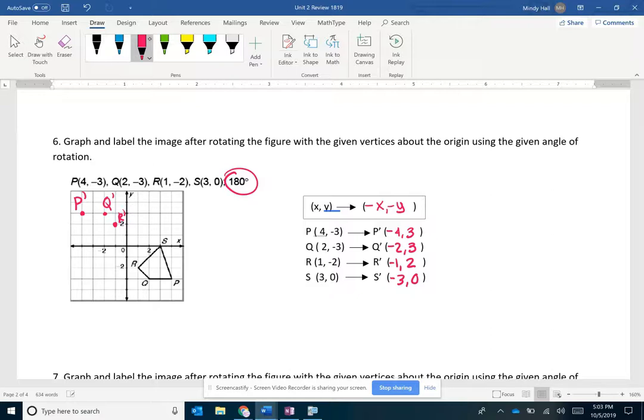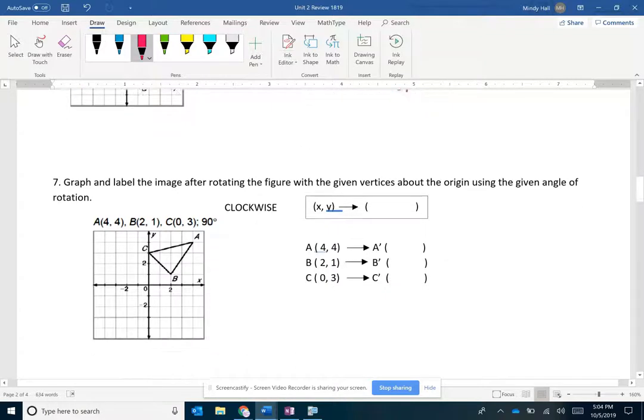And S prime is at negative 3, 0. So when we connect all of these points, you can see that this shape has just been brought all the way around. And you can kind of compare the size just by looking, like R to Q is just 1 by 1, which is 1 by 1 on the other one. So you can kind of check to make sure all of your dimensions stayed the same throughout.